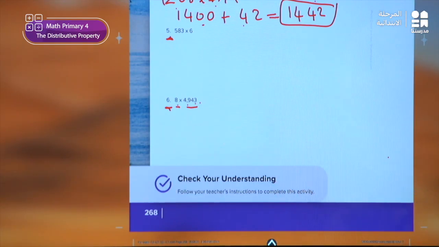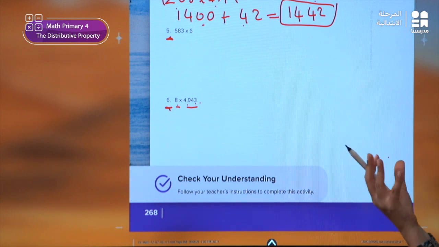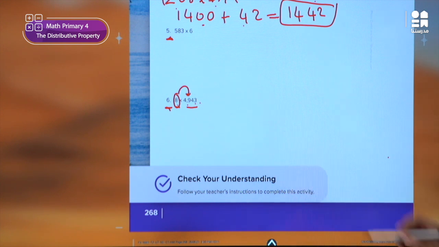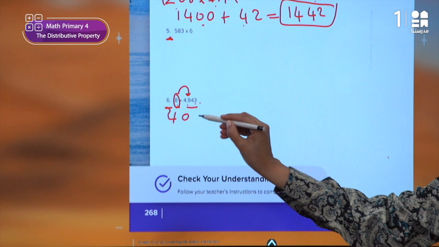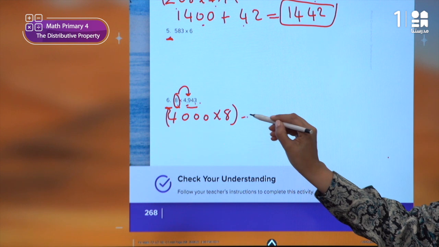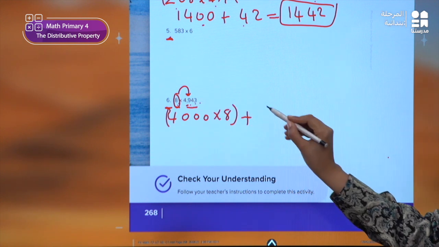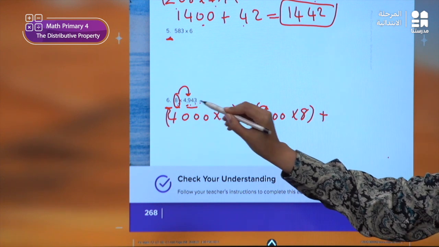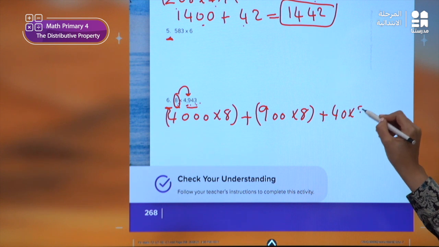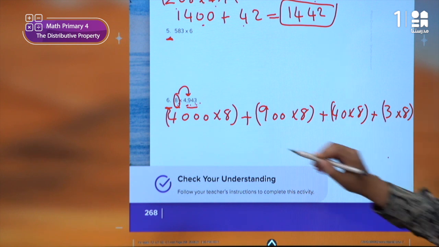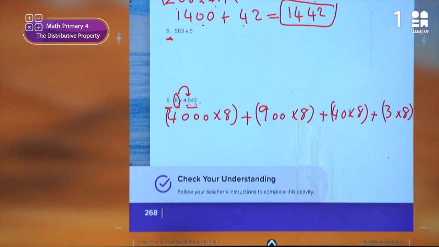Yes, the same steps. I will decompose 4,943. Then what will I do? I will multiply 8 by the values of the second number. Let's do it. So I have 4,000 times 8. Okay, this is the value of the first number. Then plus 900 times 8 plus what? Yes, 40 times 8 and the last digit 3 times 8. I will solve each number alone. Here 4,000 times 8 equals what?